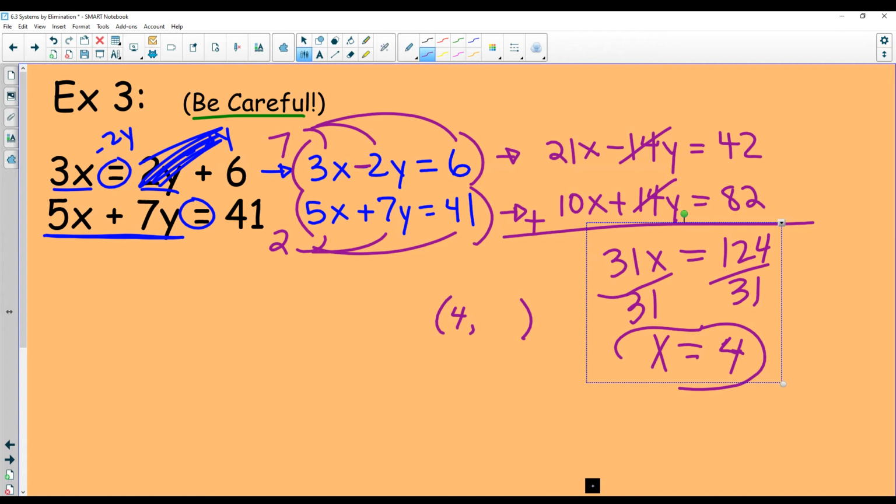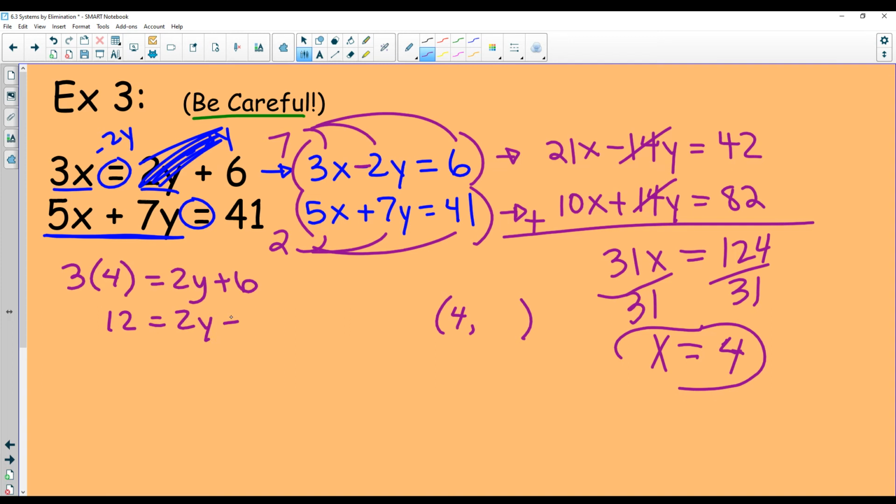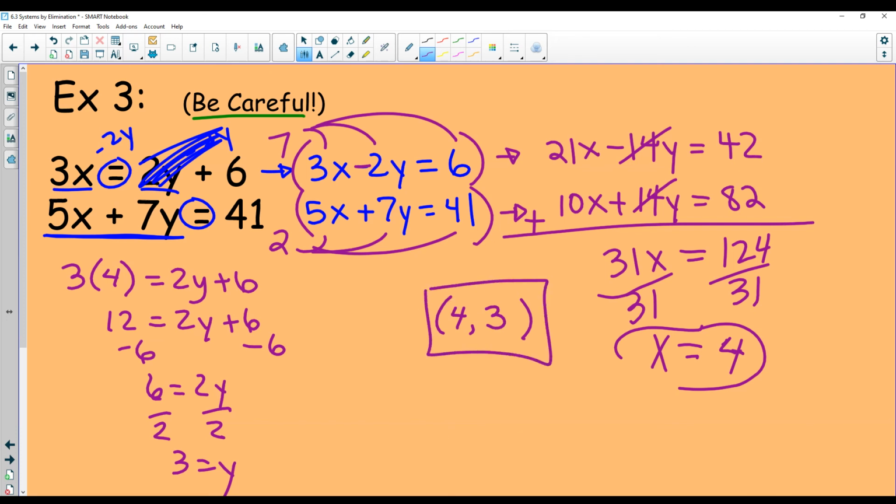of our solution. Remember, you got to plug it back in. Now, we've got 1, 2, 3, 4, 5, 6 different equations that we can pick from. It doesn't matter which one you pick. I don't know. Let's pick this top one. Got smaller numbers, right? So 3 times 4 equals 2y plus 6. Minus 6 on both sides. Divide by 2. And y equals 3. Okay, so that's our first go around with the elimination method.